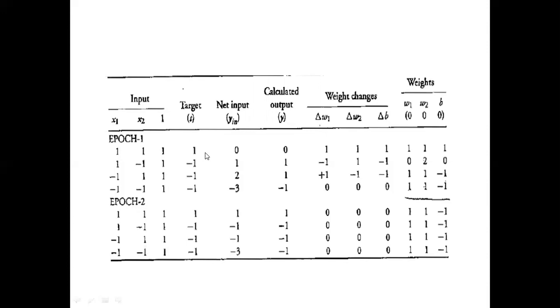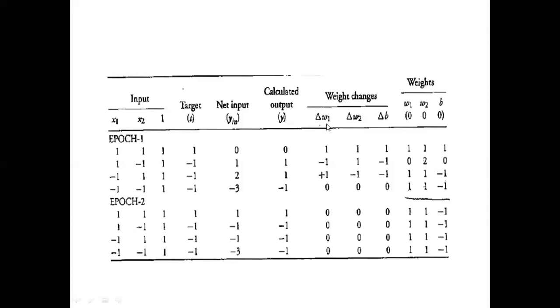Next, what is the net input? That is y_in. We need to calculate the net input. Then after calculating the net input, based on the net input, we calculate the output, that is the calculated output, by using the activation function. Okay. Next we calculate the weight changes that we have shown in our just previous slides.